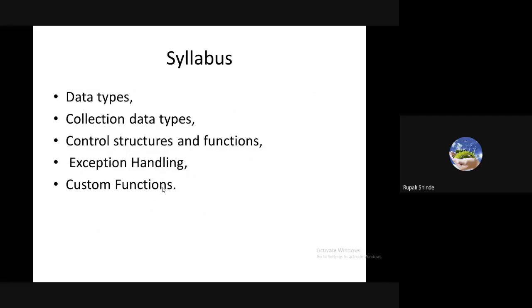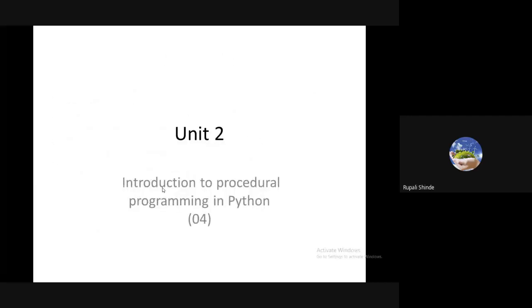Okay, so we have to once again start with the starting of the slide. So we have to start unit number 2, that is introduction to procedural programming in Python. In procedural programming, everybody knows we have some basic building blocks, some basic terminologies which we require to execute any program, like data types, variables, function.